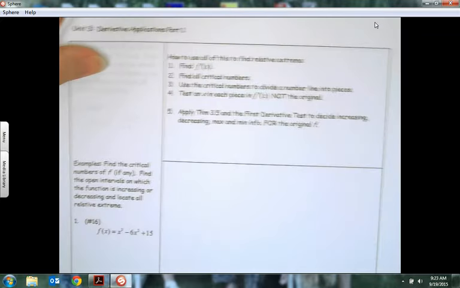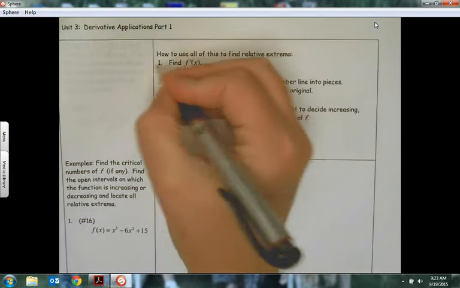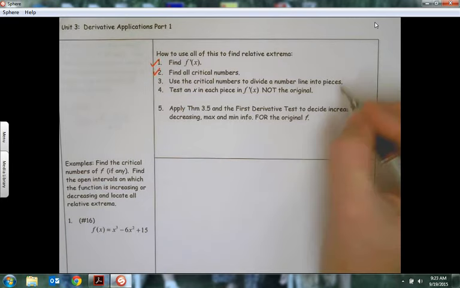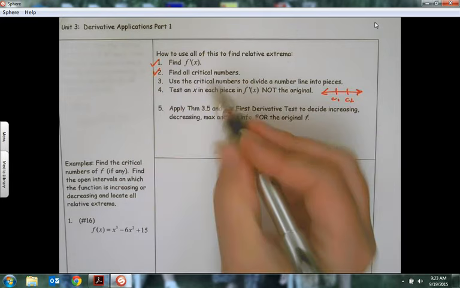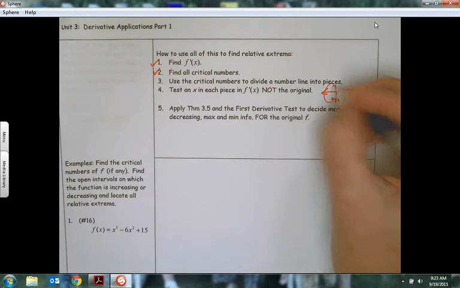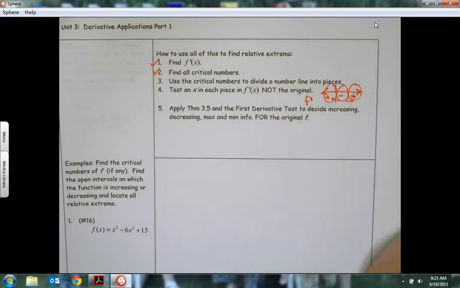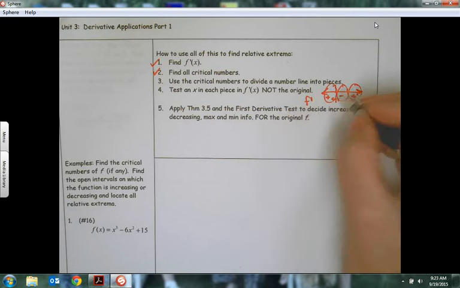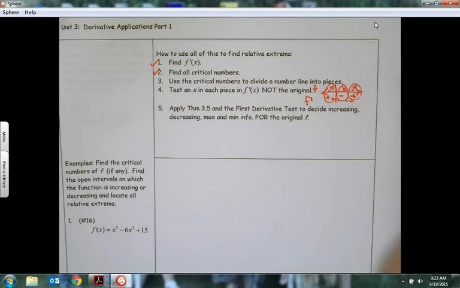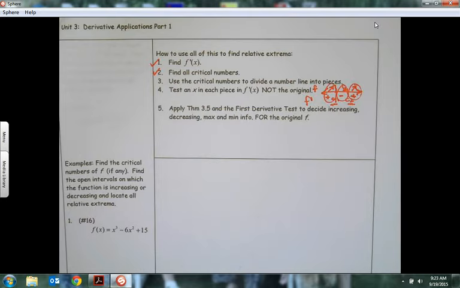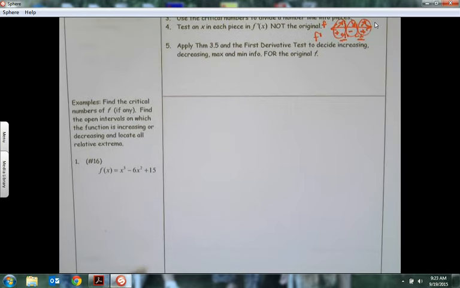Okay, so here are our steps. Find f prime. Find all critical numbers. Then we're going to have that number line with all of our critical numbers. Then we're going to test in each different piece to see if f prime of x is positive or negative. If it's positive, then f is going to be increasing, then decreasing, then increasing, and then I can identify what those critical numbers are. So let's see an example, and maybe that will help.